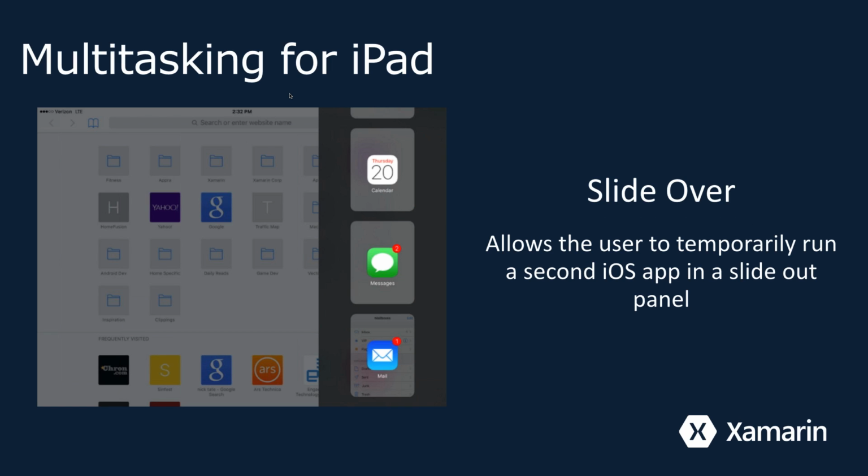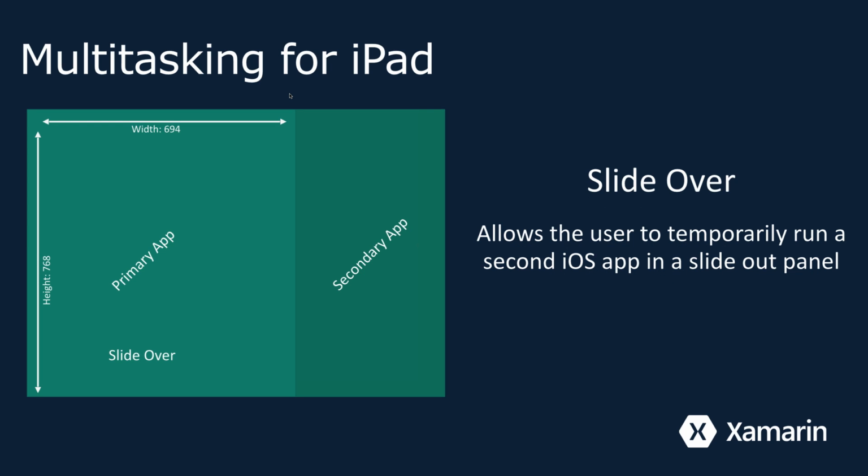So that's split view. We also have a couple of options. There's two more options for doing multitasking on the iPad. We have slide over, which allows you to temporarily run a second app. Again, you're going to need to use auto layouts for all of these, but I think most people are going to be doing the split view, and you'll want to make sure that you've got that down.